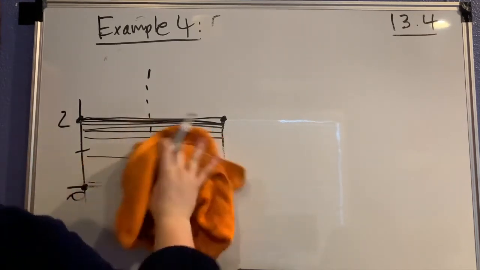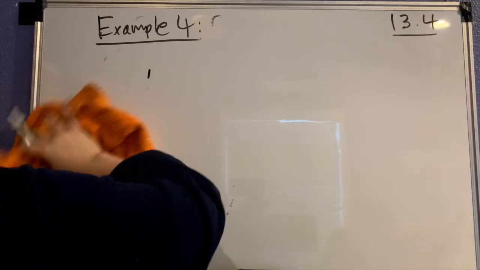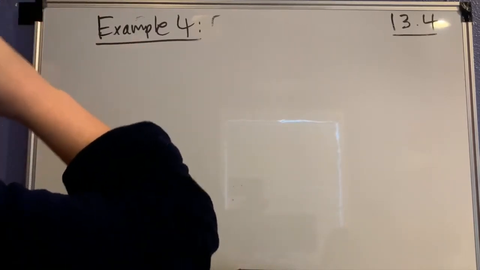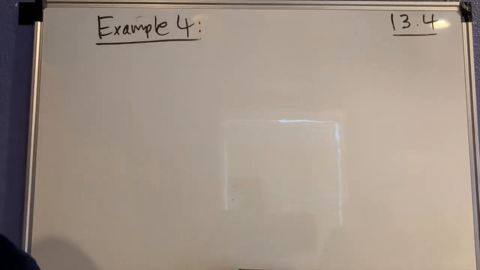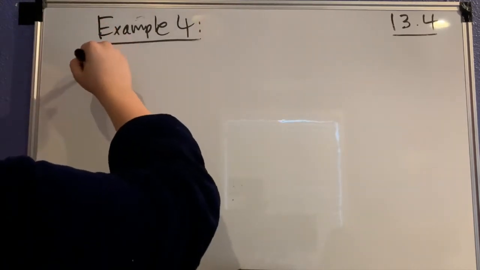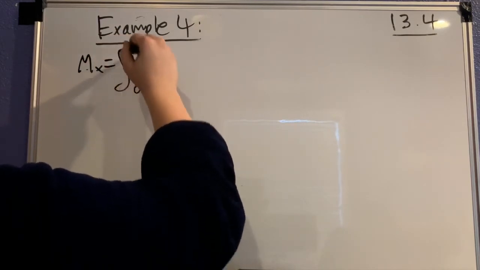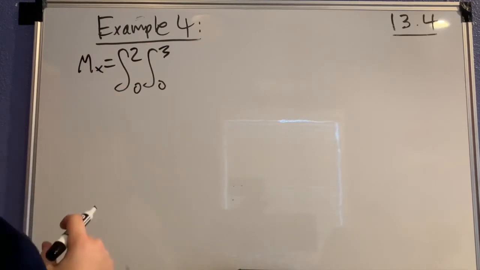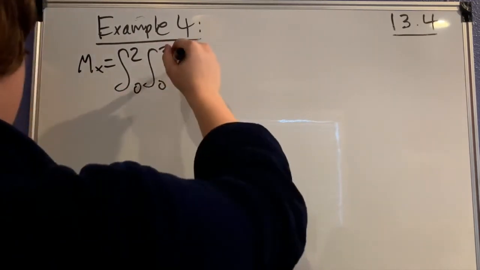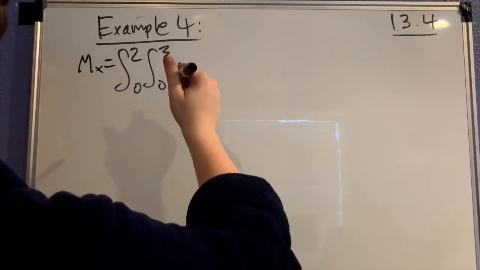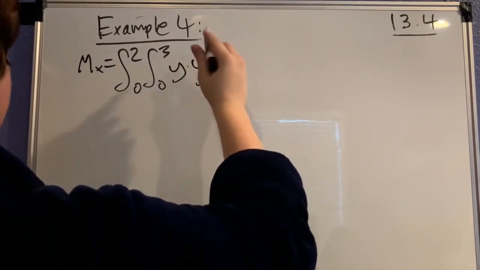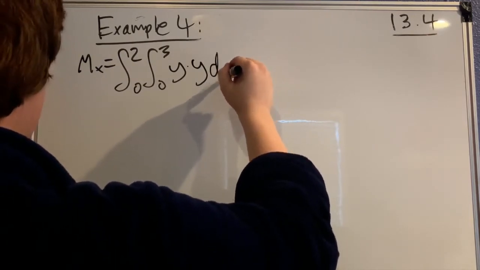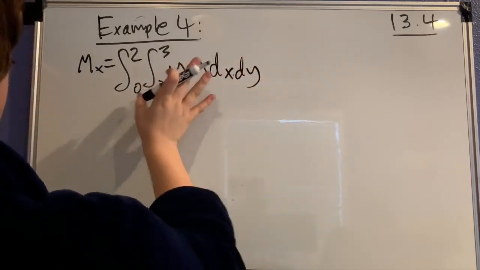So I'm going to erase this. And the next step is to find mx, m sub x. Mx is the integral from 0 to 2, 0 to 3. Since it's m sub x, around the x-axis, it depends on the y-coordinate, so that's why we have y, times the density function, which is also y, and it's dx dy, because 0 to 2 is the y.